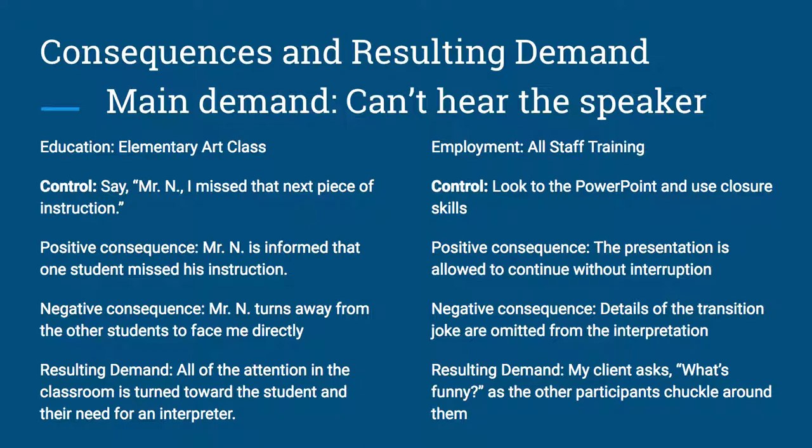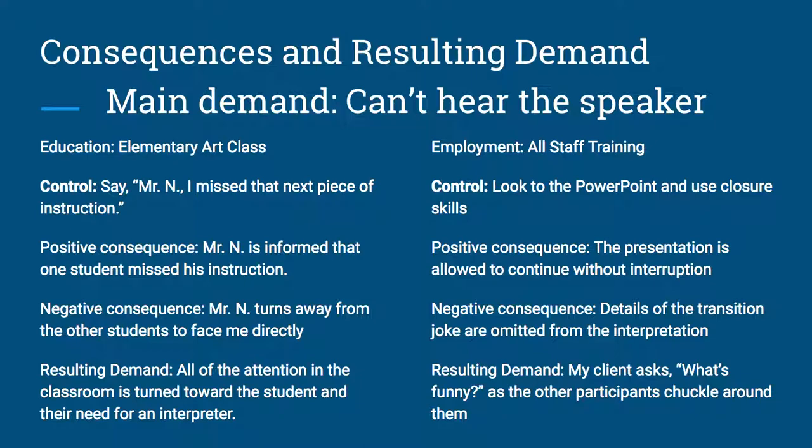Let's look at the positive and negative consequences. One positive consequence is Mr. N is informed that a student is missing his instruction. Negative consequence, Mr. N turns away from the other students to face me, the interpreter, directly. The resulting demand, all of the attention in the classroom, is turned toward the student and their need for an interpreter.